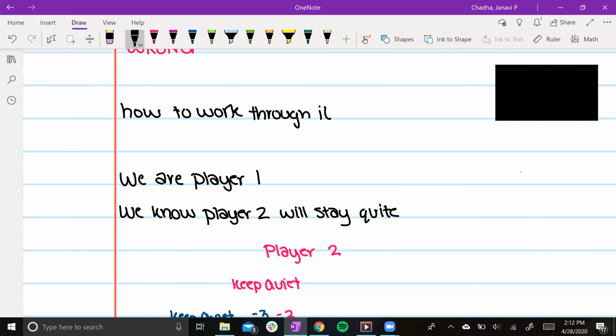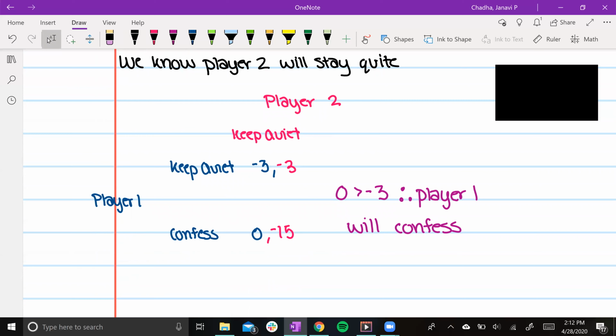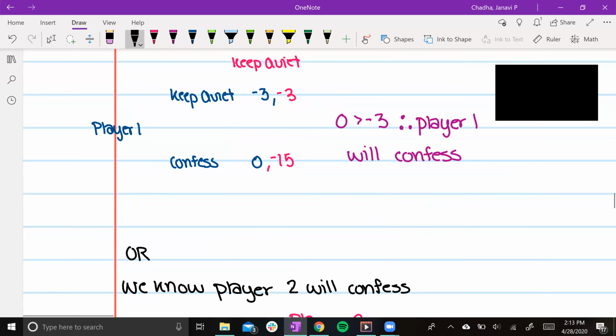We know that player 2 will keep quiet by some way. Maybe we made a promise to them outside, maybe something happens, but we know that they'll keep quiet. Now we look at the matrix this way. I got rid of the other side that was initially over here because I know that they'll keep quiet for sure. In this case, my choice as player 1 is to keep quiet or to confess. If I keep quiet, then I spend 3 months in jail. If I confess, then I spend 0 months in jail. As player 1, since 0 is greater than -3, I would want to confess knowing that player 2 will stay quiet. Now let's switch it around.